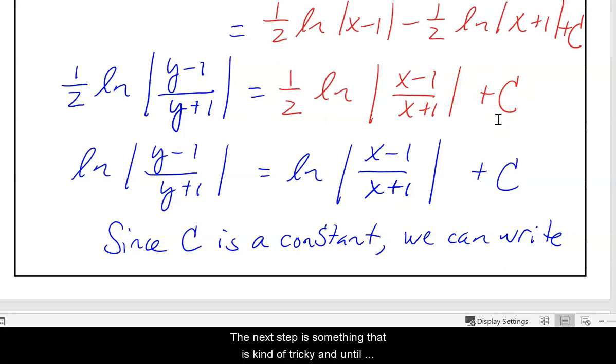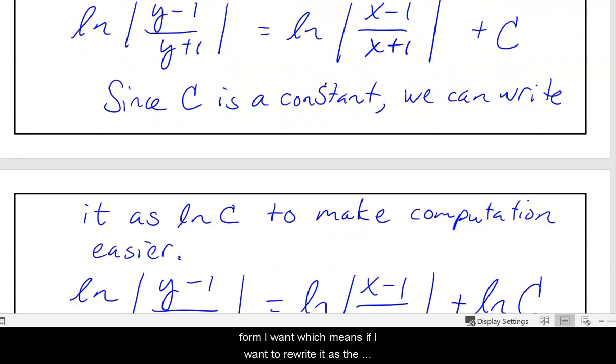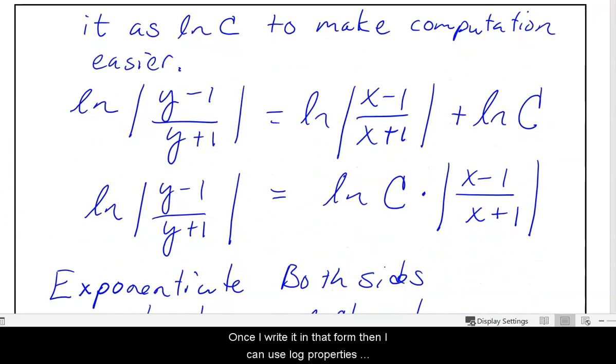The next step is something that is kind of tricky, and until you've been shown it, you wouldn't think that it would be okay to do, but in fact it is. C is a constant, and I can write that constant in any form I want, which means if I want to rewrite it as the natural log of C, where this C is a different C from that C, I can do that, because natural log of C is just a different constant representing the same decimal number. Once I write it in that form, then I can use log properties again to combine these two into the product of the constant times the absolute value.